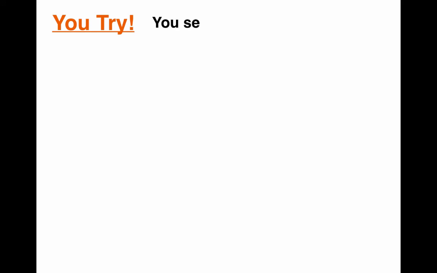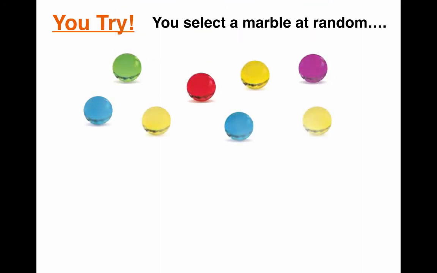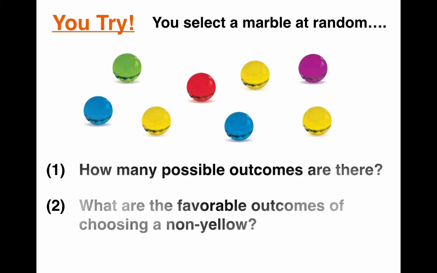Okay, you try. You select a marble at random out of a bag, and this is what's inside your bag of marbles. Here they are. I'm going to ask you to answer 2 questions and then see if you got it correct. How many possible outcomes are there, and what are the favorable outcomes of choosing a non-yellow? Hit the pause button on your device, and right now, answer both those questions. Go.